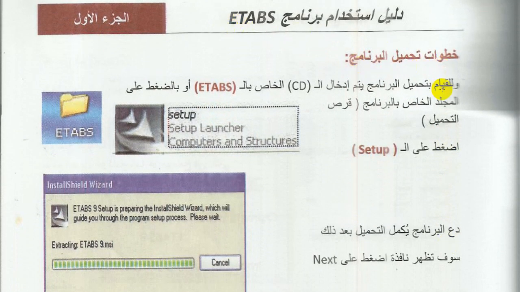Steps to upload the program: we insert the CD associated with ETABS, or press the special folder of the software, the loading disk. As you can see right in front, it says setup launcher, Computers and Structures. Press setup. All you have to do is press setup, and the installation wizard will pop up.